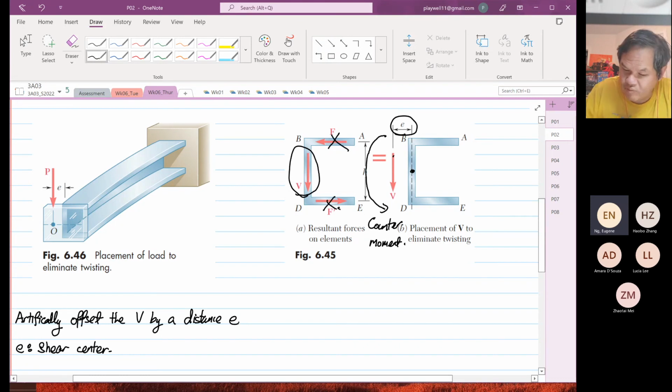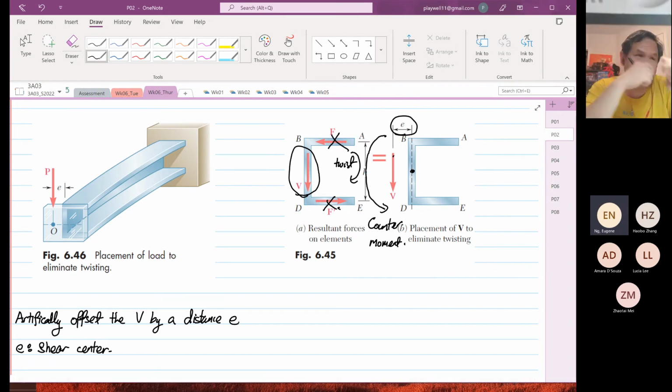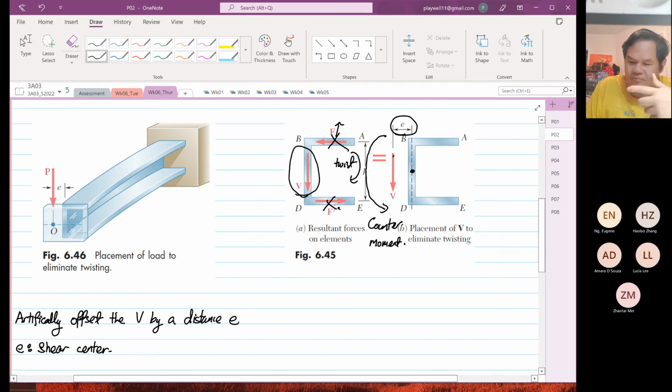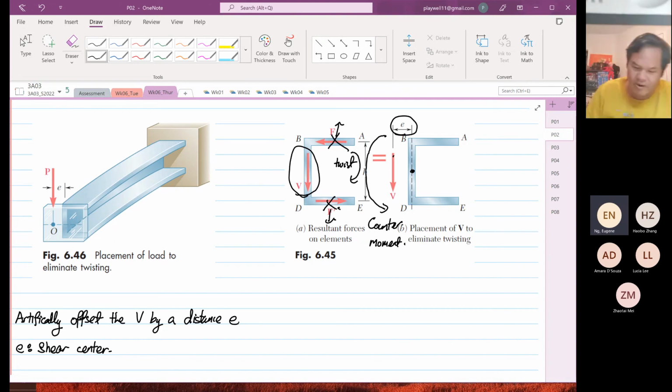Okay, because even if F is at this position, right, we already have a twist in this direction already, right? We cannot change the direction at all because it's controlled by the web, right? The shear flow is controlled by the web. So you cannot just move one up and fix F at the bottom. You cannot do that. If you move the F up, you have to move the F away in the same distance. So the best way to do is to move V. Okay, so you do an offset.